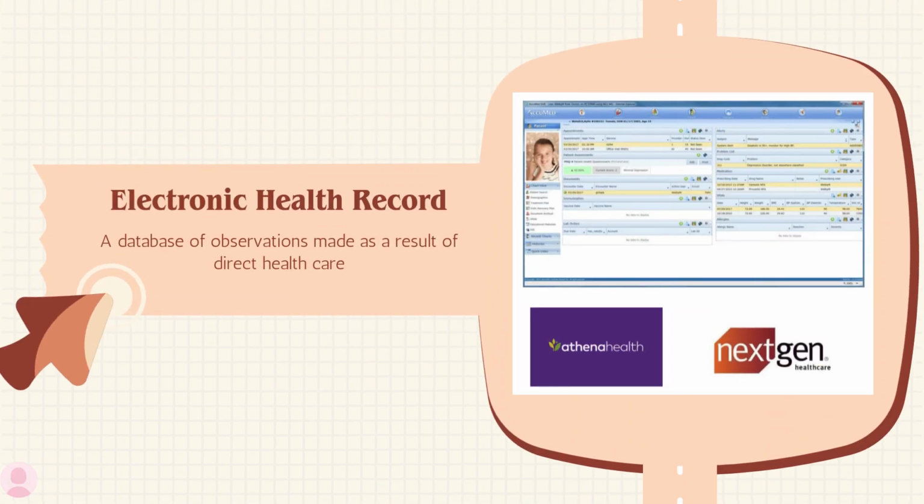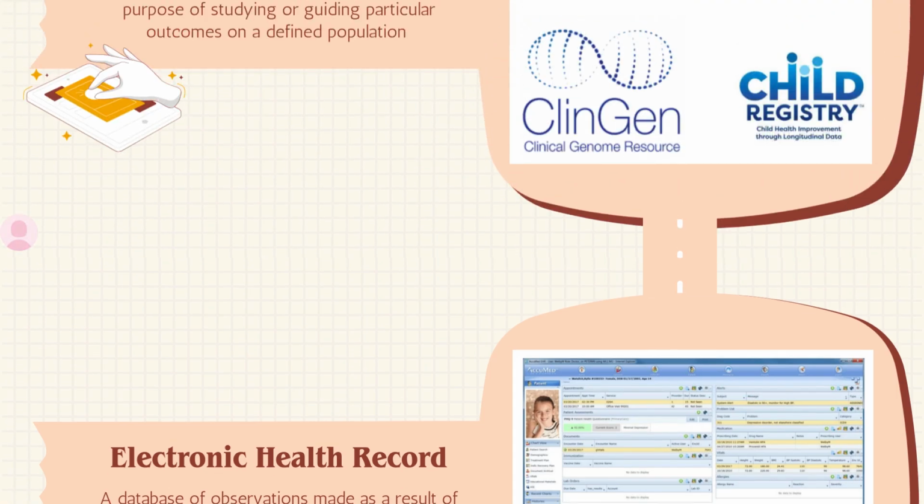All right, we have number 2, the electronic health record. It is a database of observations made as a result of direct healthcare. So, this is the set of information that are recorded while inside the hospital. So, everything from lab results to doctor's diagnosis is recorded here.